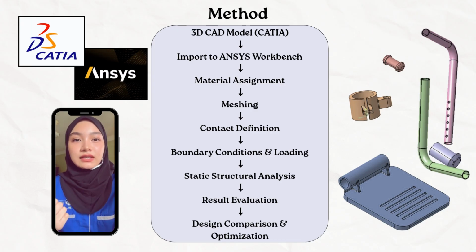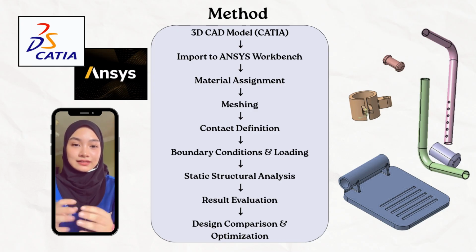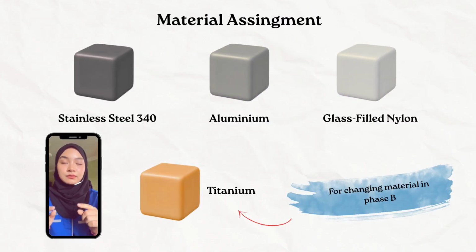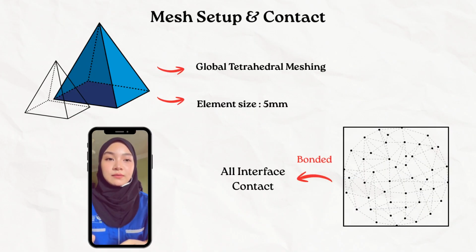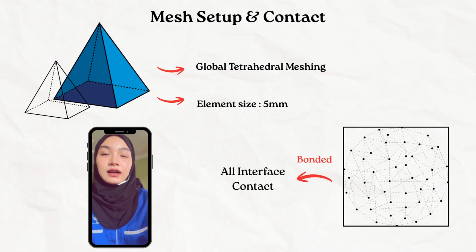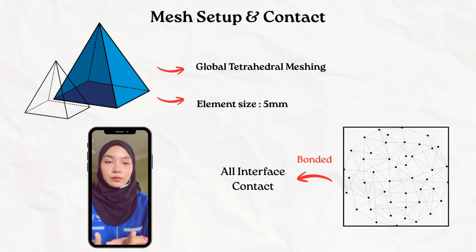First, the wheelchair elevating footrest was designed as a 3D model using CATIA. Then the model was imported to ANSYS Workbench for simulation. Next, the material properties were assigned followed by meshing to divide the model into many small elements for more accurate analysis. After that, all contacts between the components were set as bonded, which means every part was assumed to be firmly connected without any movement between them.